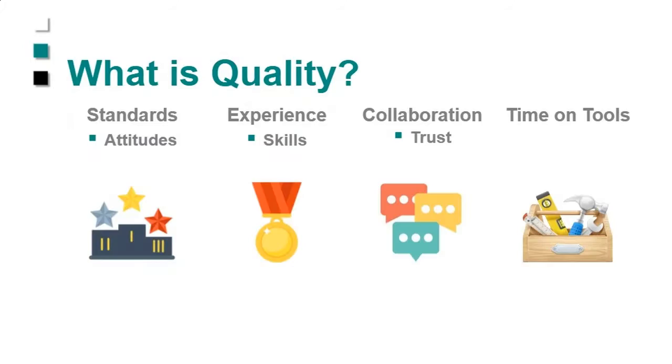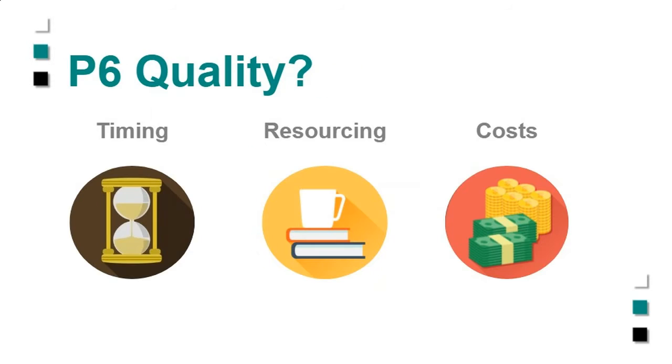So let's first talk about what is quality. Quality, of course, varies depending on your organization, different understandings of scheduling in particular, which is what we're focusing on today, and of course experience level and understanding of the software. When we're talking about quality inside P6, we're focusing on timing, resourcing, and costs. Those are the main focuses when we're talking about schedule quality.